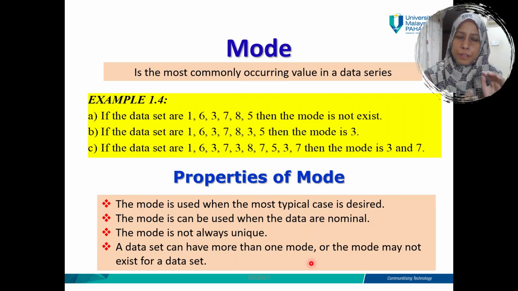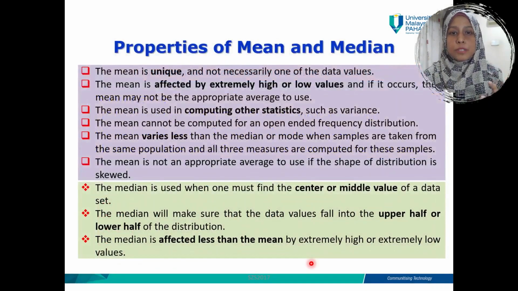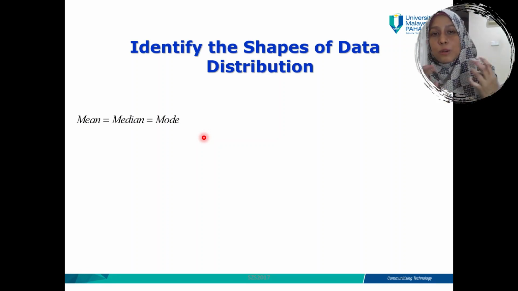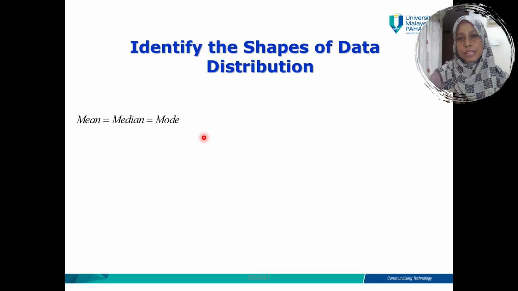Apart from that, you can also use mean, median and mode. Please read on this slide later. This is also important, but I don't think I need to explain or elaborate on it to you. You can read it yourself. Apart from that, as a representative for the whole data set, mean, median and mode can also be used to determine shapes of distribution.